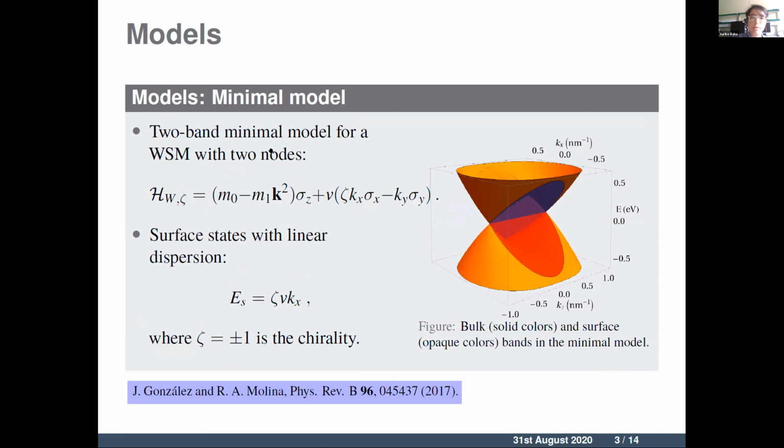If we focus on an effective low energy description near the gamma point, we can describe the Weyl semi-metal by a minimum model with two Weyl nodes. The minimal Hamiltonian is written down here, and its dispersion is plotted in this figure. The Weyl nodes are these ones, while the surface states have a linear dispersion relation in X, and they are represented in red and blue. At a given Fermi energy, the surface states lie in open contours that form the previously shown Fermi arcs.